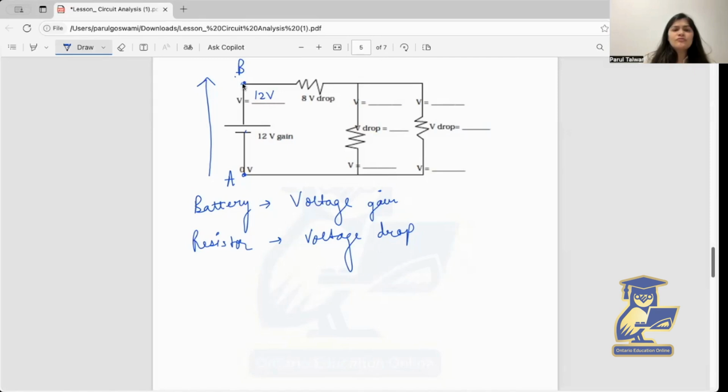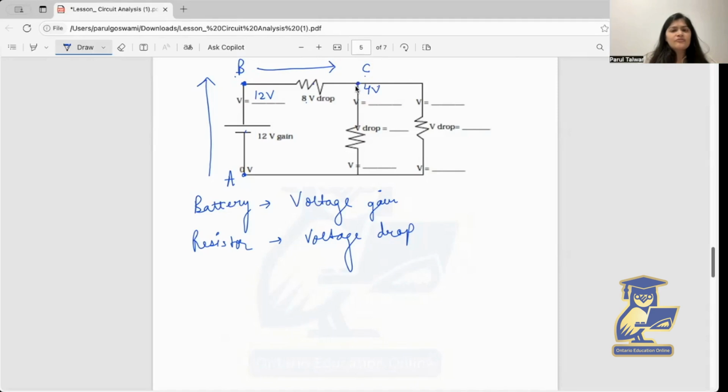Now, as we move from B to, let's say, this node C, we have seen that at B we have 12 volt. But as we move from B to C, we have a resistor across which the voltage drop is 8 volt. So it would be 12 volt minus 8 volt, because 8 volt will drop across the resistor. Now we are left with 4 volt. So at C we are left with 4 volt.